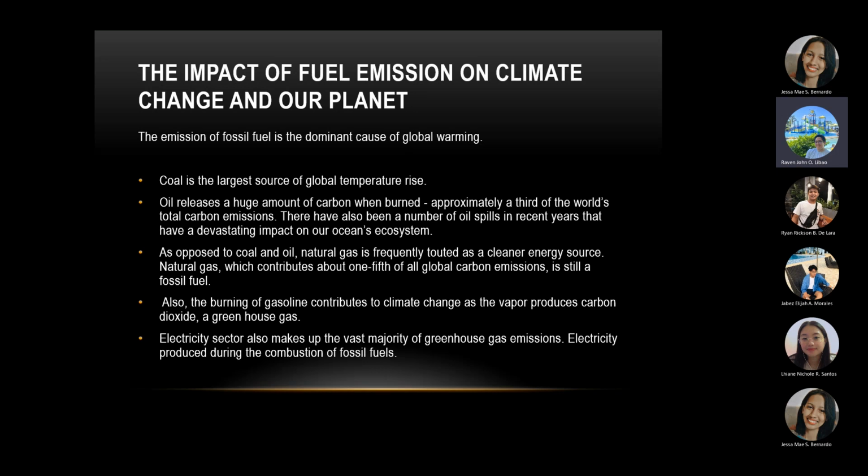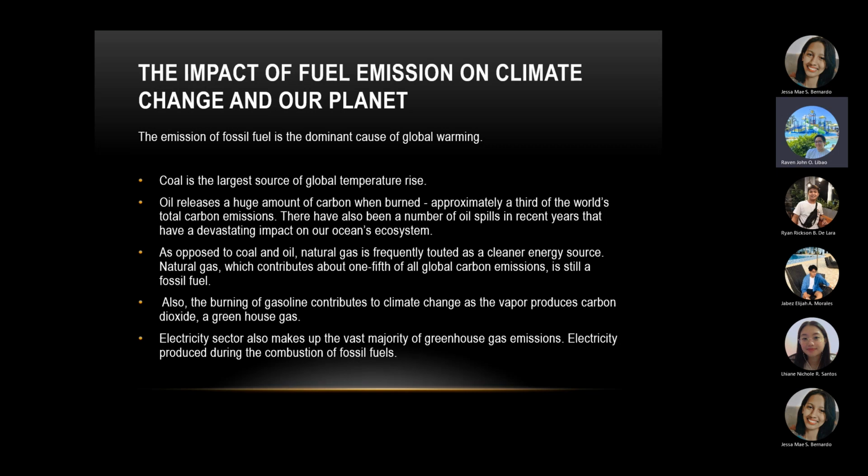There have also been a number of oil spills in recent years that have a devastating impact on our ocean ecosystem. As opposed to coal and oil, natural gas is frequently looked at as a cleaner energy source. Natural gas, which contributes about one fifth of all global carbon emissions, is still a fossil fuel. Also, the burning of gasoline contributes to climate change as it produces carbon dioxide, a greenhouse gas.